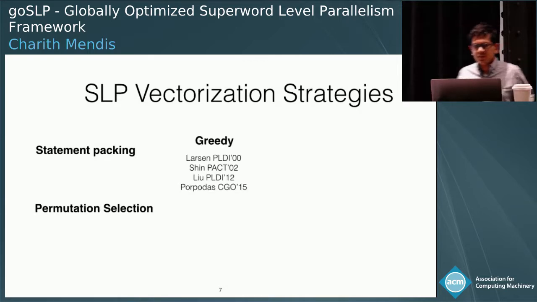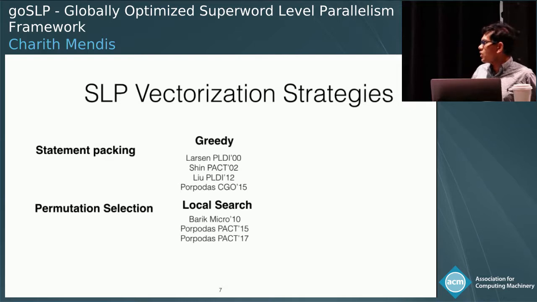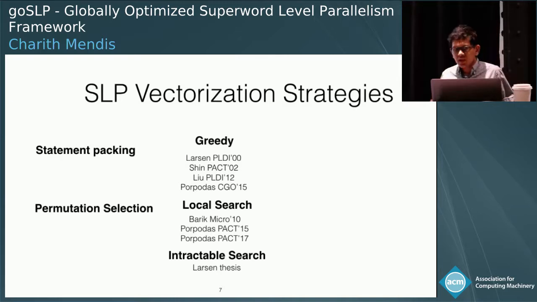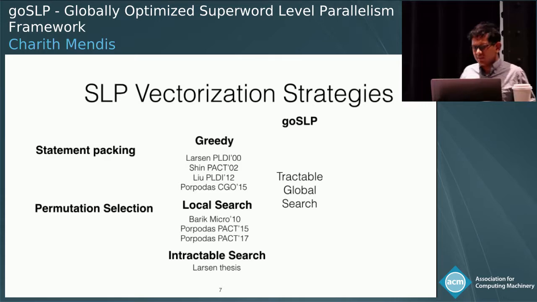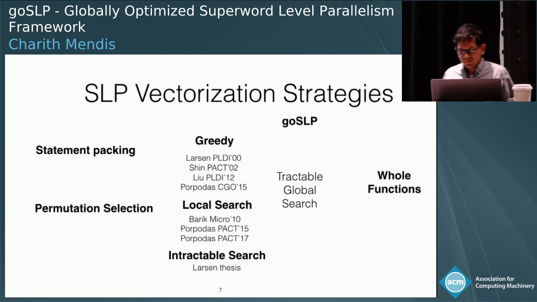In compiler literature, solutions given for these two problems involve greedy algorithms, or algorithms which do local searches, or there have been some proposed intractable global search algorithms. Compared to all of these approaches, we propose a tractable global search in goSLP. What I mean by a global search is that our vectorization unit is a whole function.